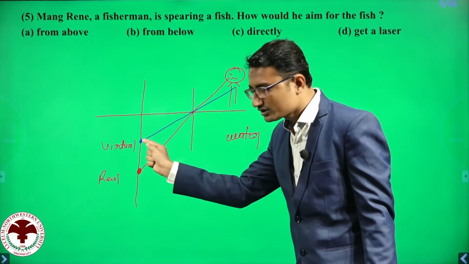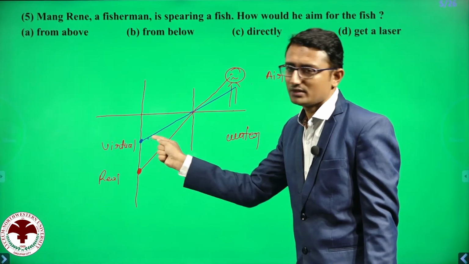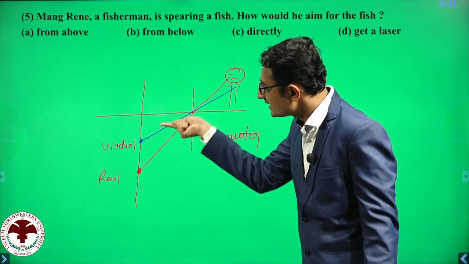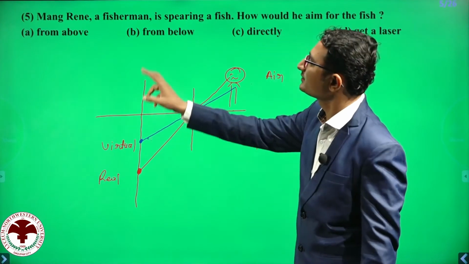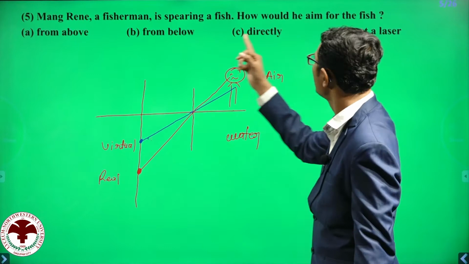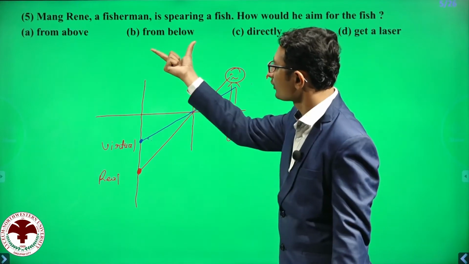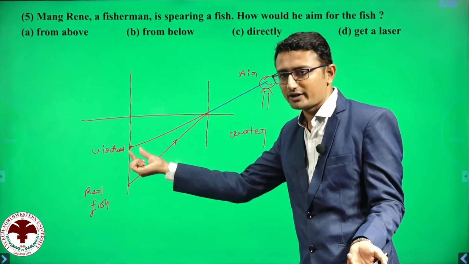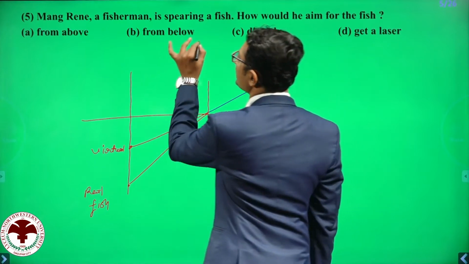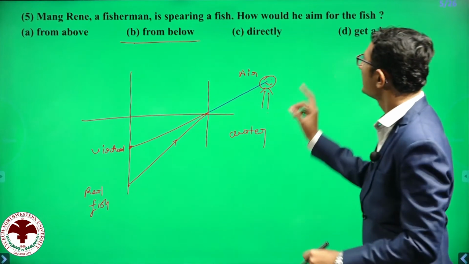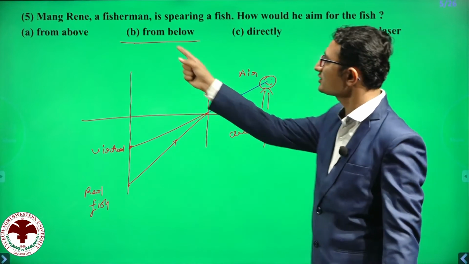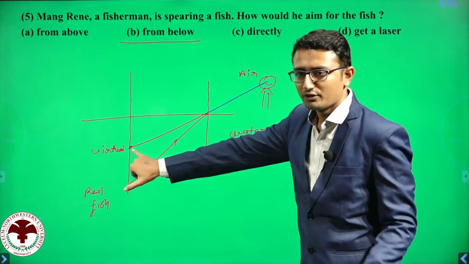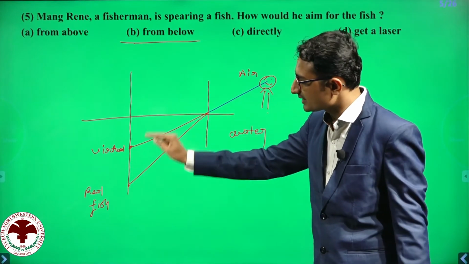If he aims for this point, he will not hit the fish, and that is why he should aim below. So the right answer is from below. We can say that the fisherman should aim for the fish from below, because he is seeing the fish at this point, but actually the fish exists below.